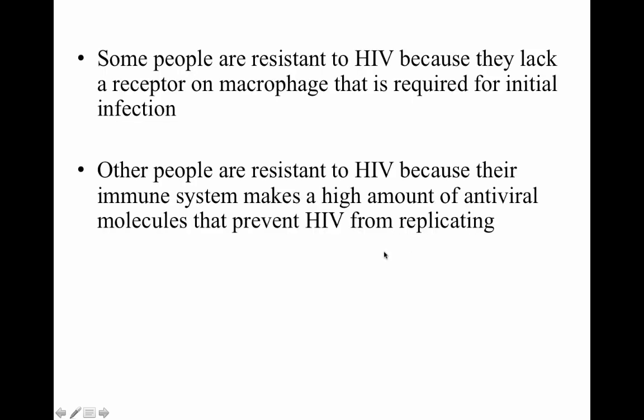All right, why are people resistant to HIV infection despite repeated exposure? They lack the receptor on the macrophage that is required for that initial infection. Let's look.